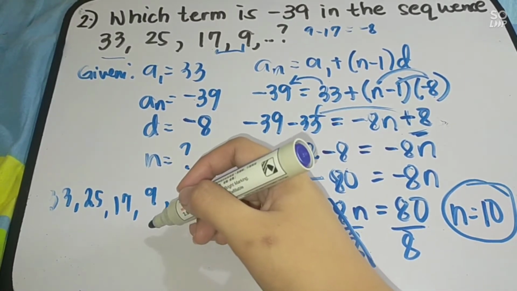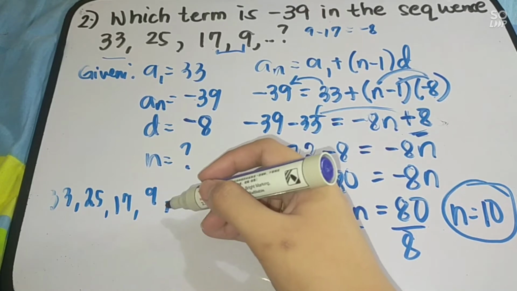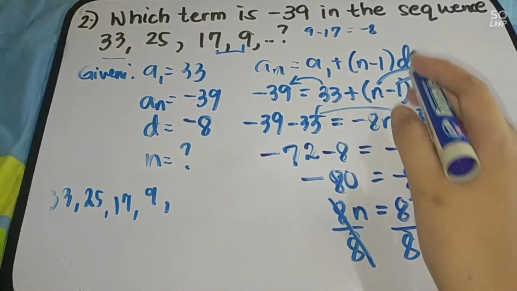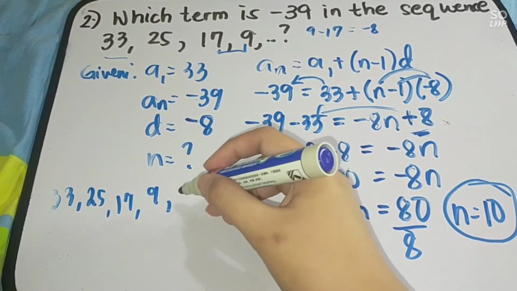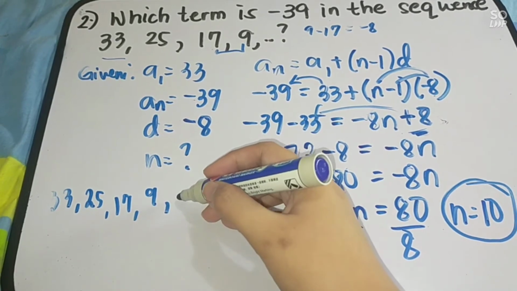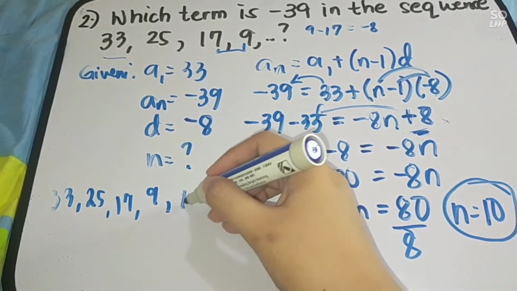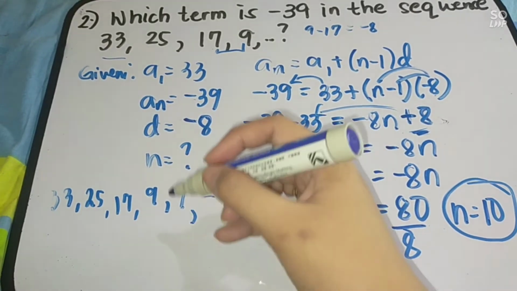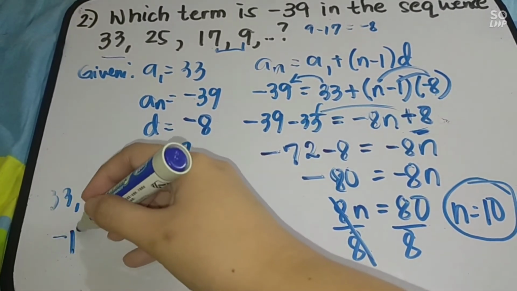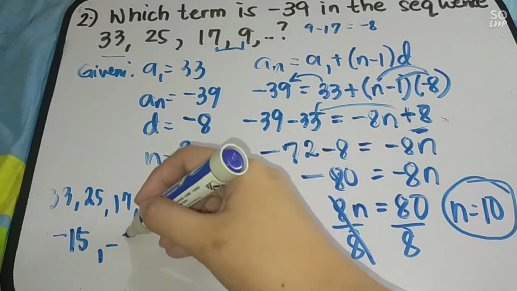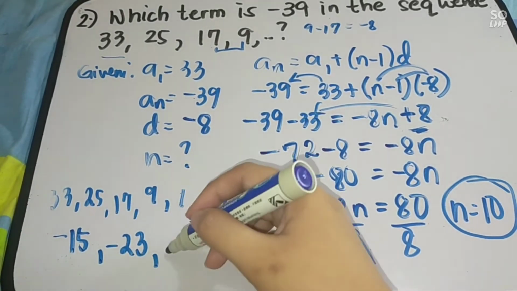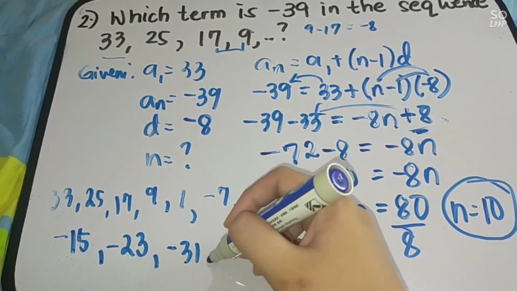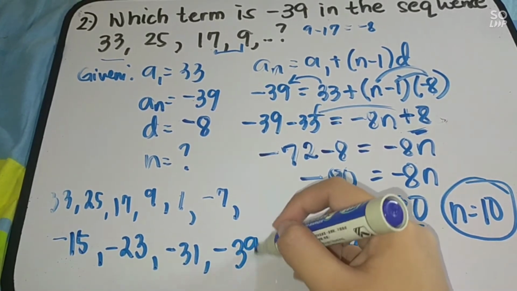Alright? Ang sunod sa 9, plus minus 8. Kasi we have here negative 8 as your common difference. Minus 8. So, meaning this one is 1. Minus 8, that is negative 7. Minus 8 ulit, that is negative 15. Minus 8 ulit, negative 23. Minus 8 ulit, that is negative 31. And minus 8, that is negative 39.